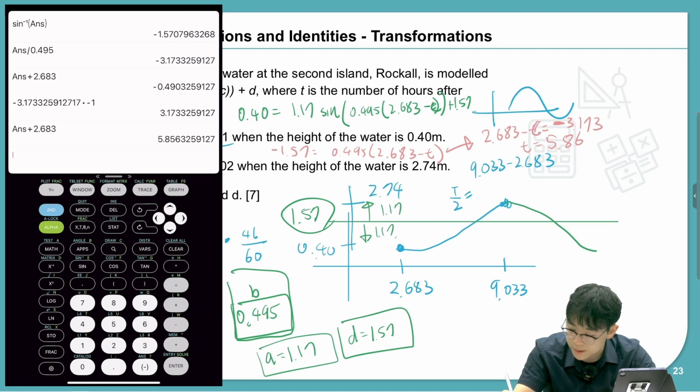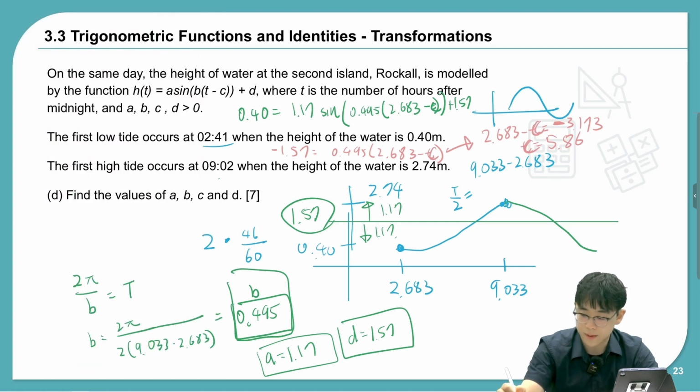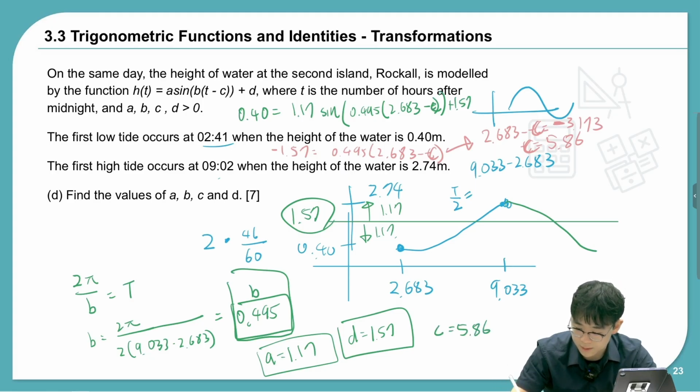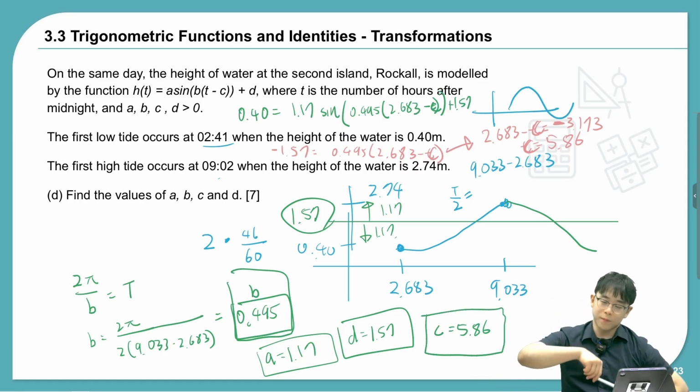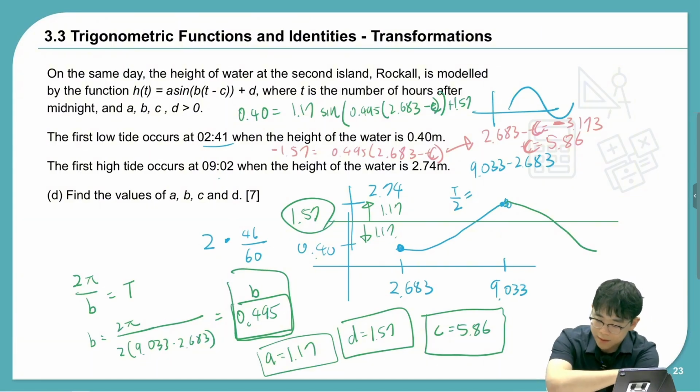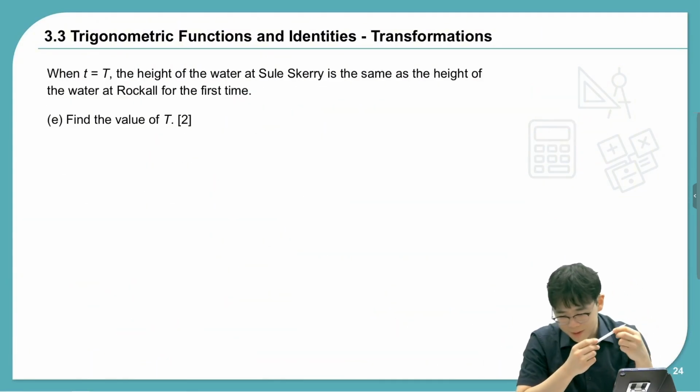So that's going to be C. Yeah, so we're done finding C as well. C is 5.86. So we just found all the four alphabets A, B, C, and D to three significant figures. Right, so now let's move on to part E.